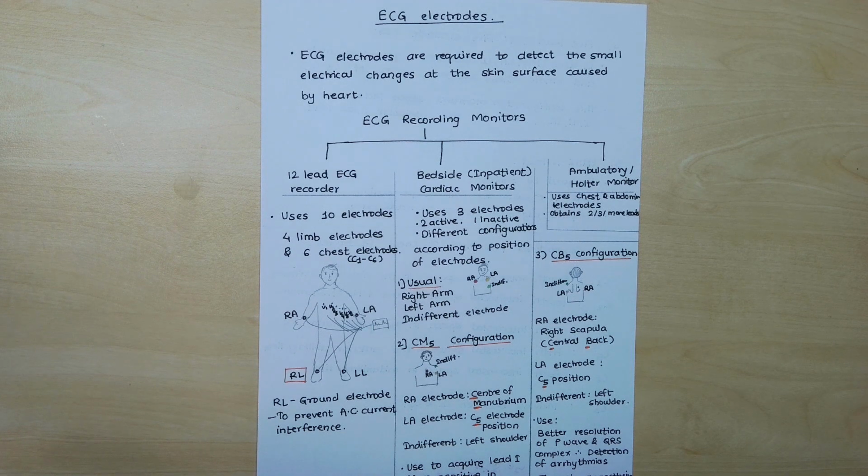In this video, we'll discuss ECG electrodes. The ECG electrodes are required to detect small electrical changes at the skin surface caused by the heart.